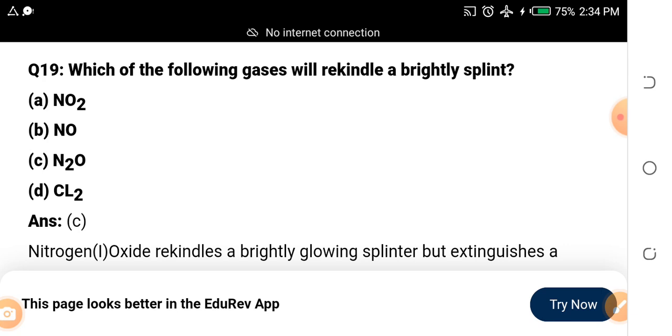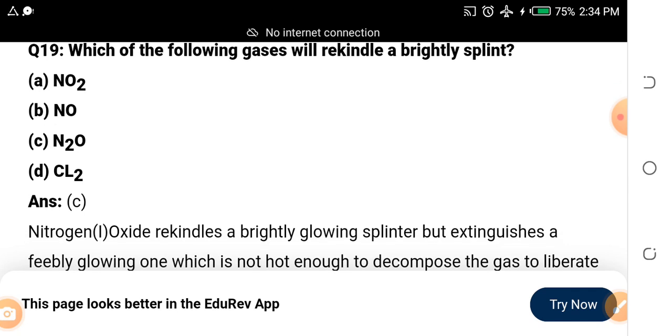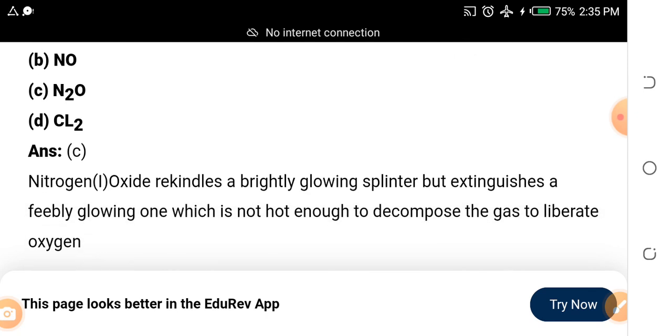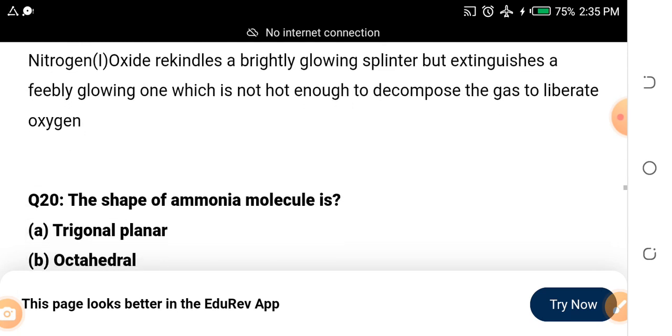A, sodium dioxide, nitrogen dioxide. B, nitrogen oxide. C, that is NO2, NO, N2O, then Cl2. The answer simply is C. Nitrous oxide rekindles a brightly glowing splint, but extinguishes a feebly glowing one which is not hot enough to decompose the gas to liberate oxygen.